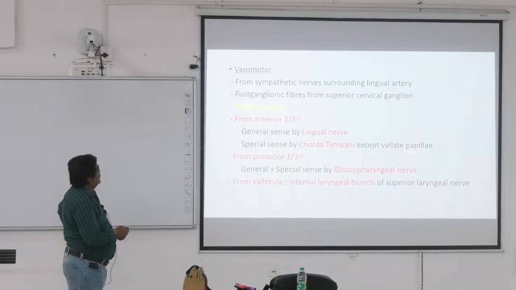Sensory supply from anterior two-third, general sensation by lingual nerve, special sense by chorda tympani except vallate papillae. From posterior one-third, general and special sense by glossopharyngeal nerve, and from vallecula, internal laryngeal branch of the superior laryngeal nerve.